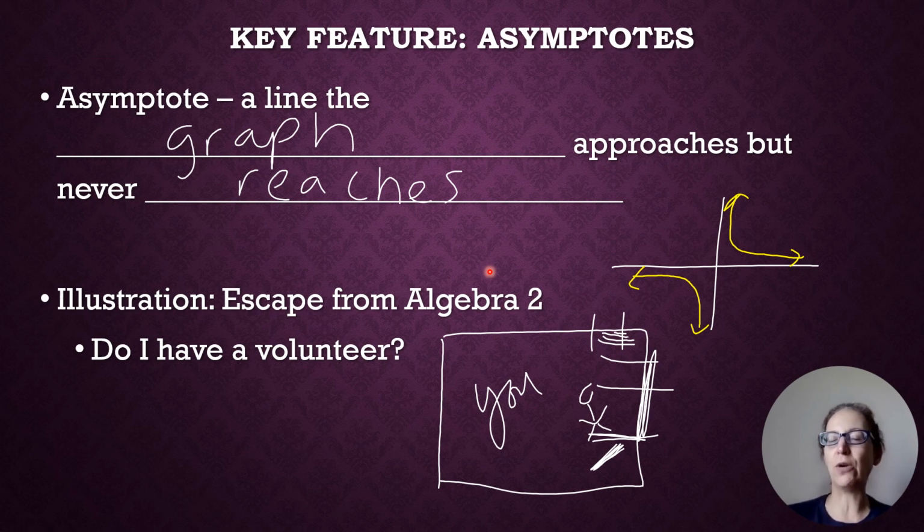And then what we'll do in some of our future lessons heading up to your EOC is we'll look at how can you tell from looking at a graph or looking at the equation where the asymptotes are going to be. All right.